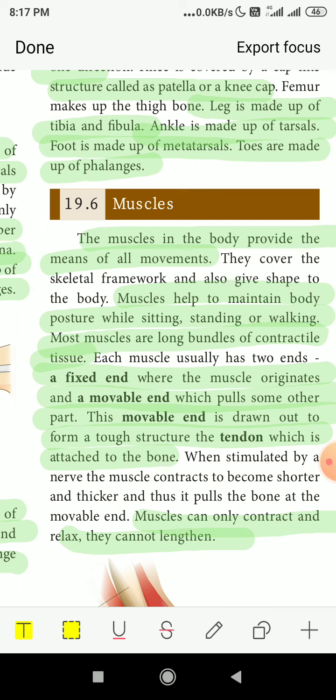Most muscles are long bundles of contractile tissues. Each muscle usually has two ends, a fixed end where the muscle originates and a movable end which pulls some other part. It has a fixed end.